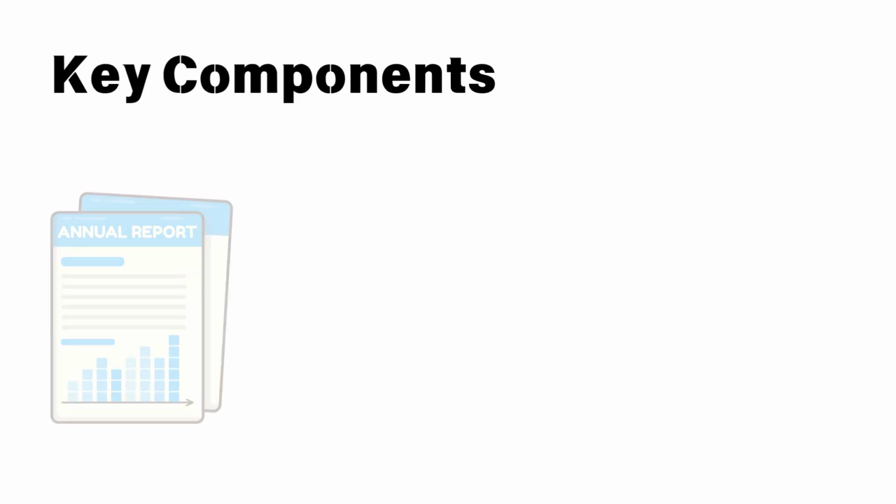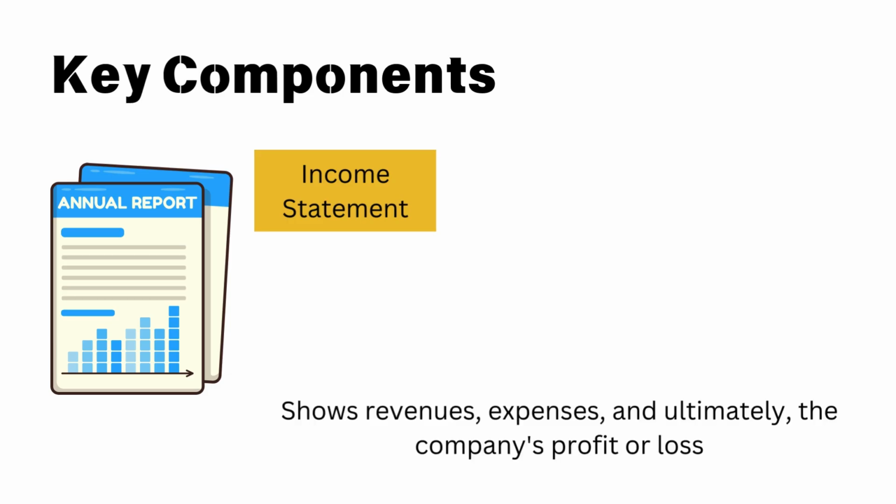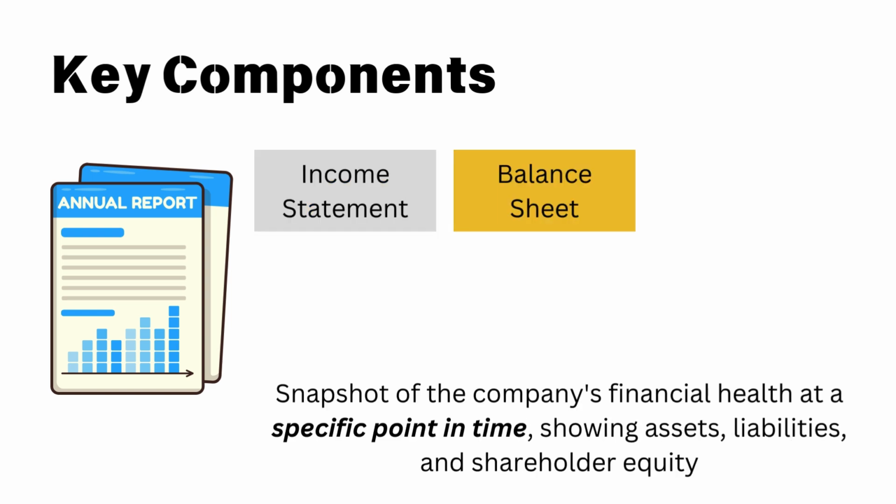Key components of an annual report include the following. Income statement. This shows revenues, expenses, and ultimately, the company's profit or loss. Think of it like your personal income statement, your income versus your bills. Balance sheet. This is a snapshot of the company's financial health at a specific point in time, showing assets, liabilities, and shareholder equity. It's like a snapshot of your bank account, listing what you own and what you owe.